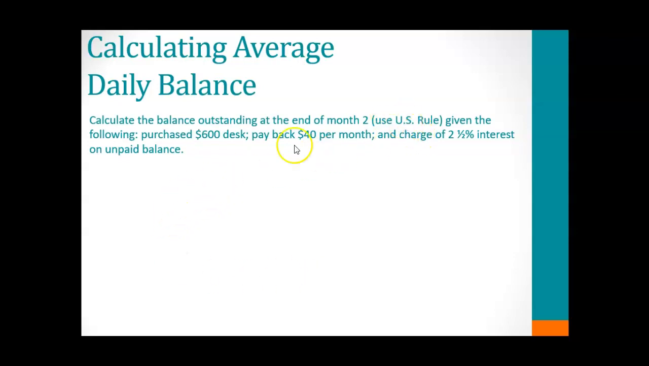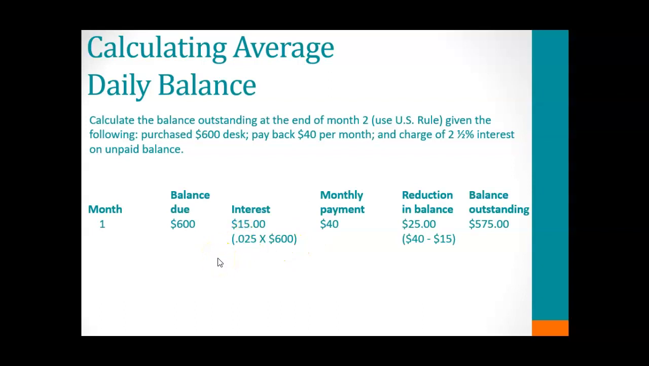Let's say that you purchased a desk that costs $600. You made a payment of $40. They're charging interest of 2.5% on the unpaid balance. Now that's 2.5% interest per month, which means what would be the interest rate on this card on an annual basis? Take 2.5% times 12 months. Yep, this credit card has a 30% interest rate.